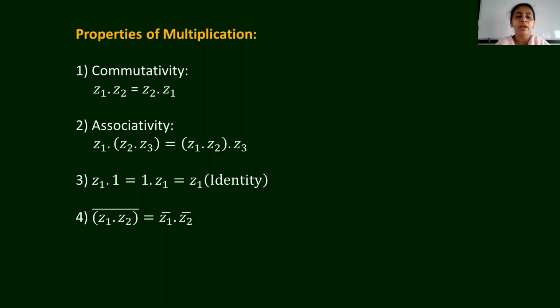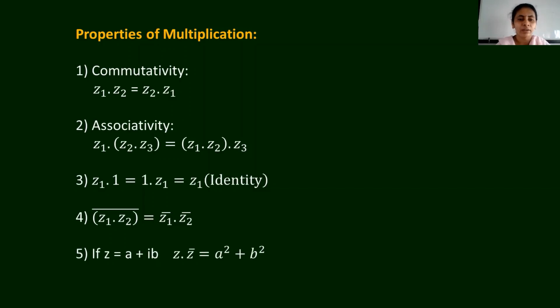What is the property? Conjugate of multiplication is equal to multiplication of conjugates. Means, if we have two complex numbers z1, z2, then conjugate of z1 z2 is equal to z1 bar dot z2 bar. The next property of multiplication is, if z is equal to a plus ib is a complex number, then multiplication of z and its conjugate is equal to a square plus b square.